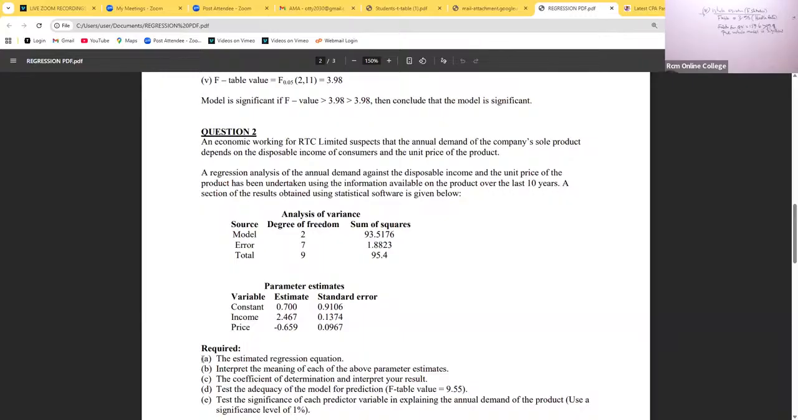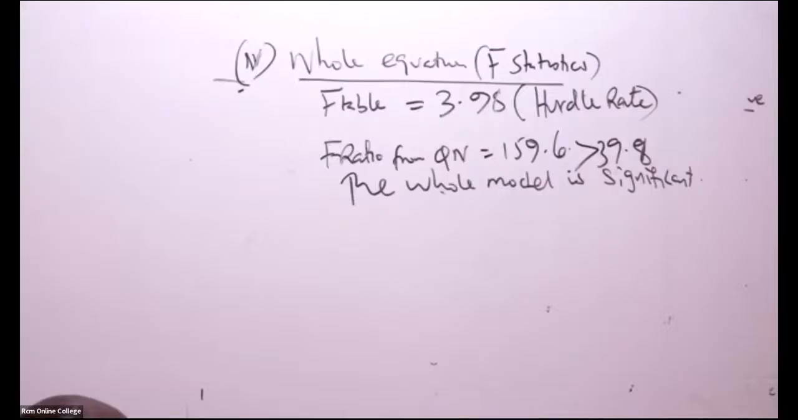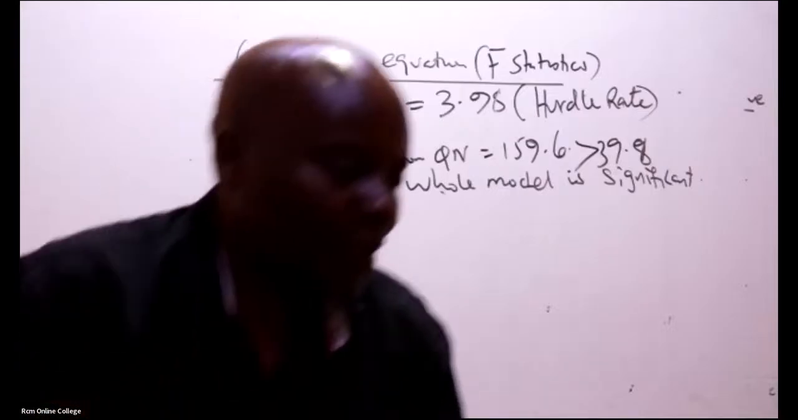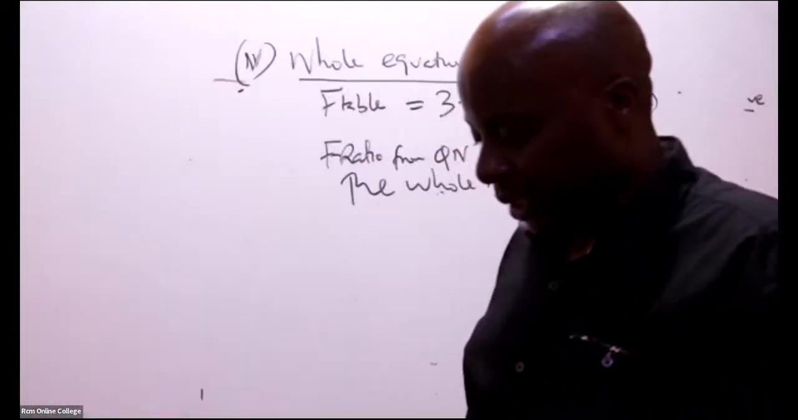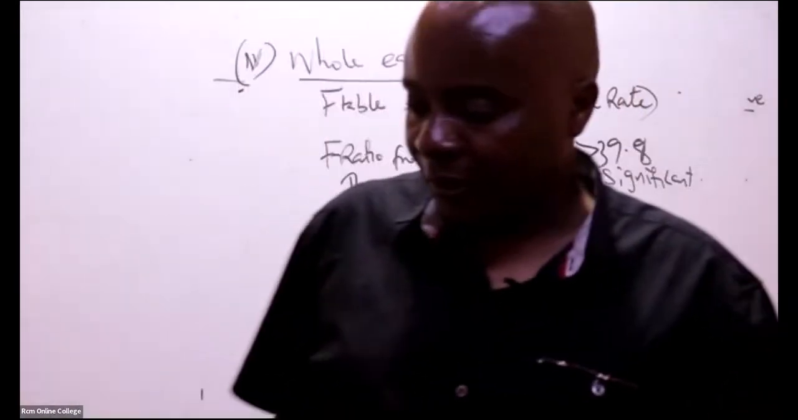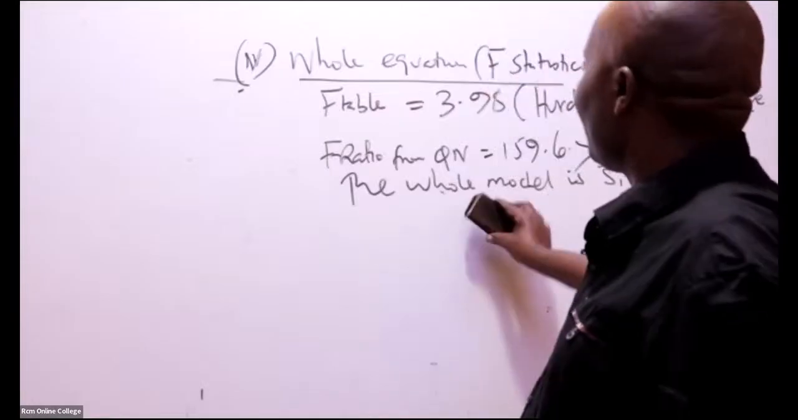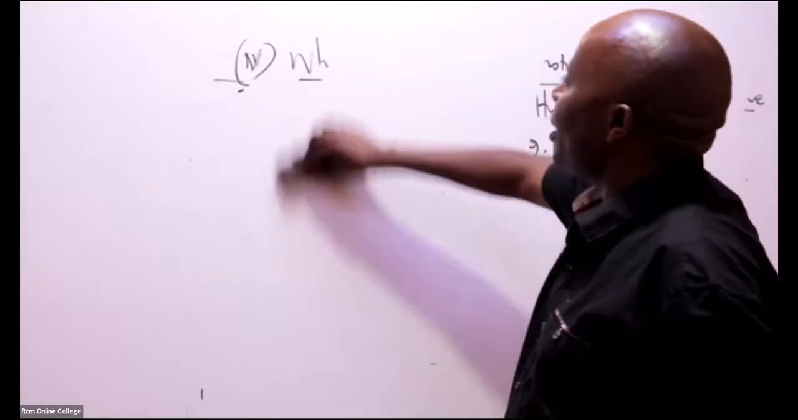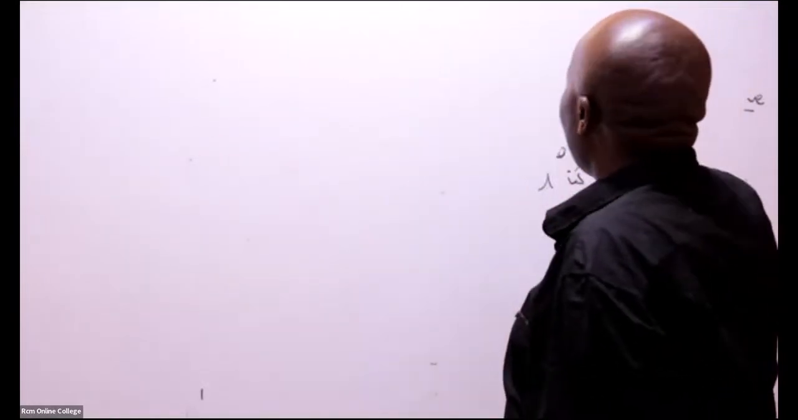Thank you. Great. The estimated regression equation will come from these parameter estimates. You can see the constant is 0.7, you can see the income, then you have the price. So three of them. This is really easy. The regression parameters have been given.